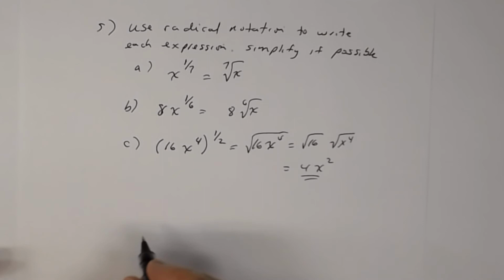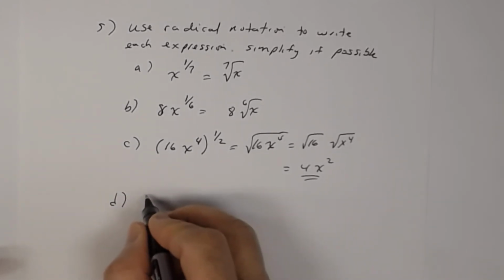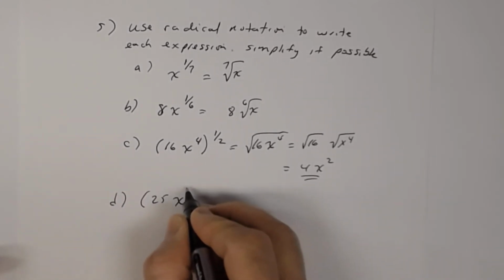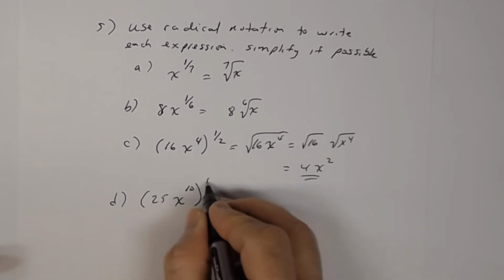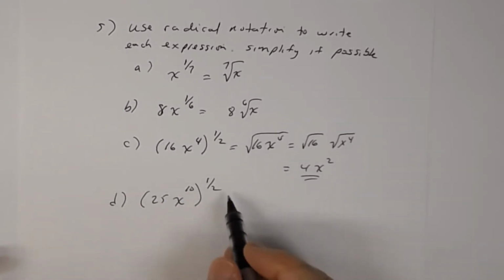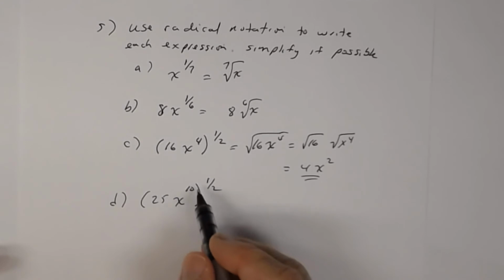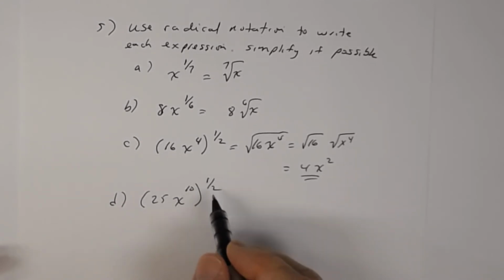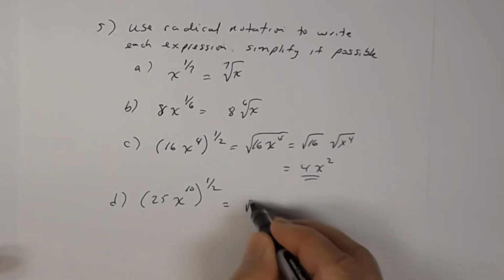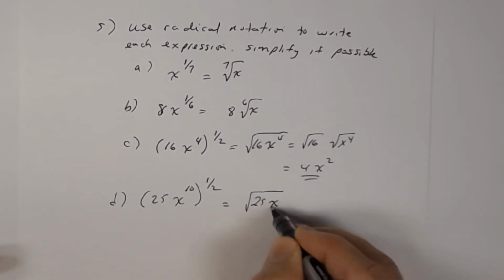So let's do another one like this. In D, let's suppose we had 25 x to the 10th power raised to the 1/2. So remember what that means. That exponent 1/2 means in terms of a radical, that will be the square root. So the index is 2. So it'll be the square root of 25 x to the 10th.